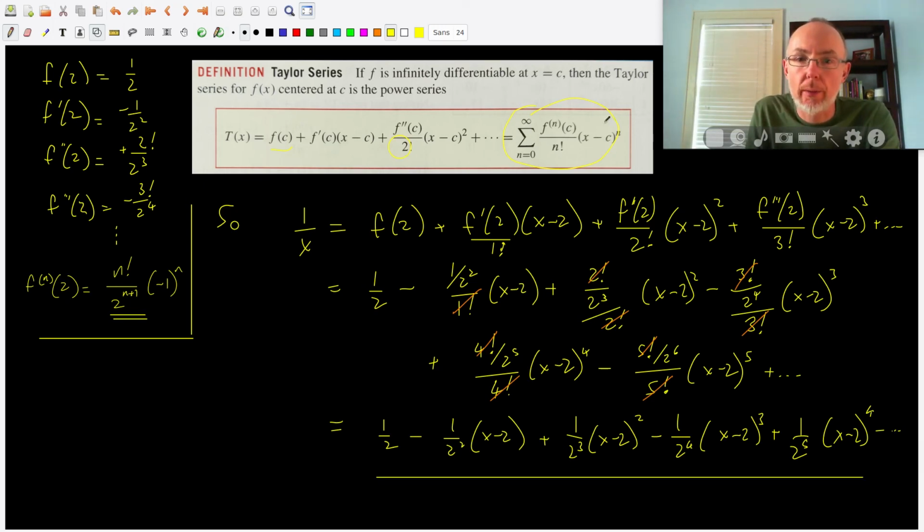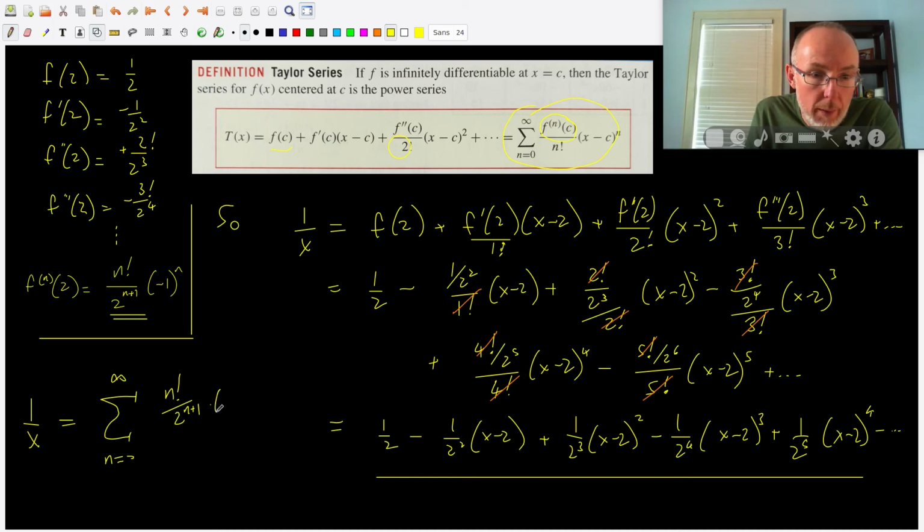I could then encode it like this, or I could use our nth term here to write it out equally well. 1 over x is going to equal the sum, n equals 0 to infinity, of our nth derivative, right? I'm just plugging in the nth derivative at c. It's n factorial over 2 to the power of n plus 1, minus 1 to the power of n, x minus 2 to the power of n, and all of that's divided by n factorial. So again, I'm just repeating what I've already done. Those n factorials cancel, so the general expression is going to match what we found when we wrote it out.